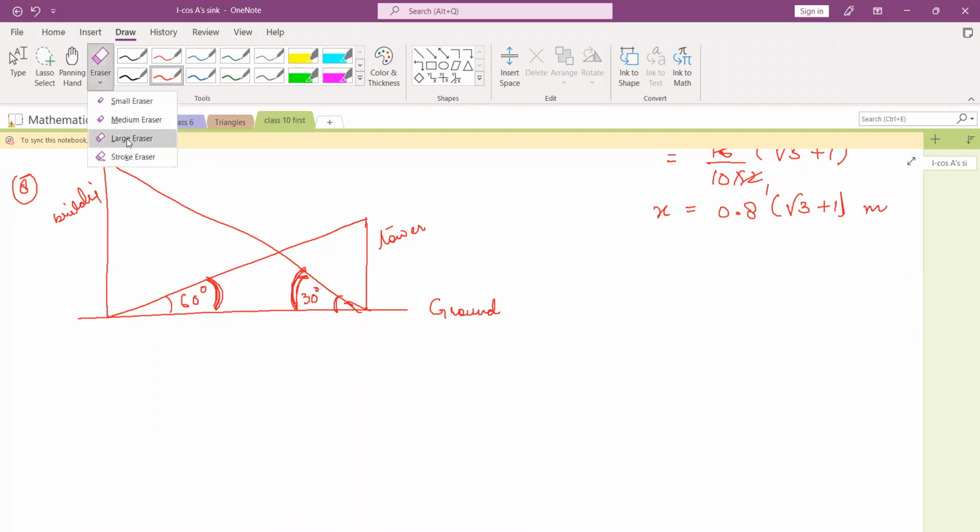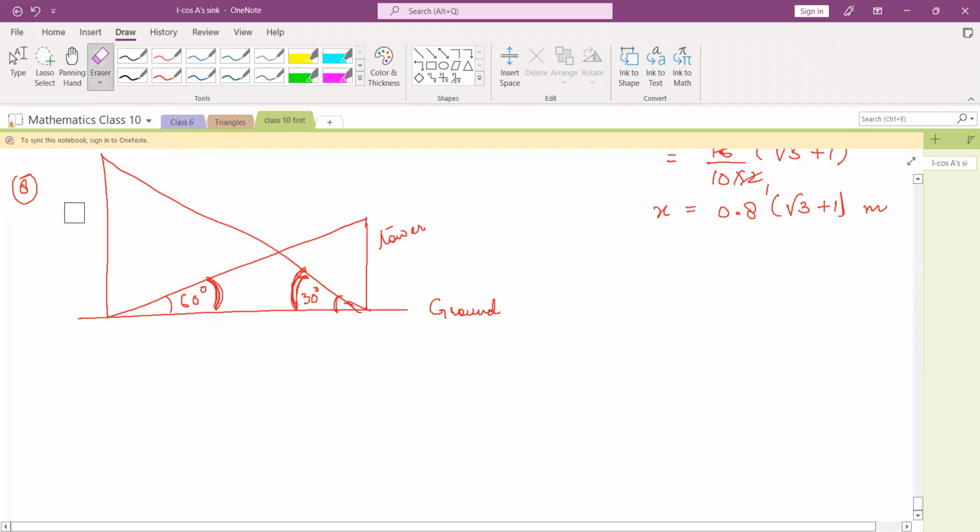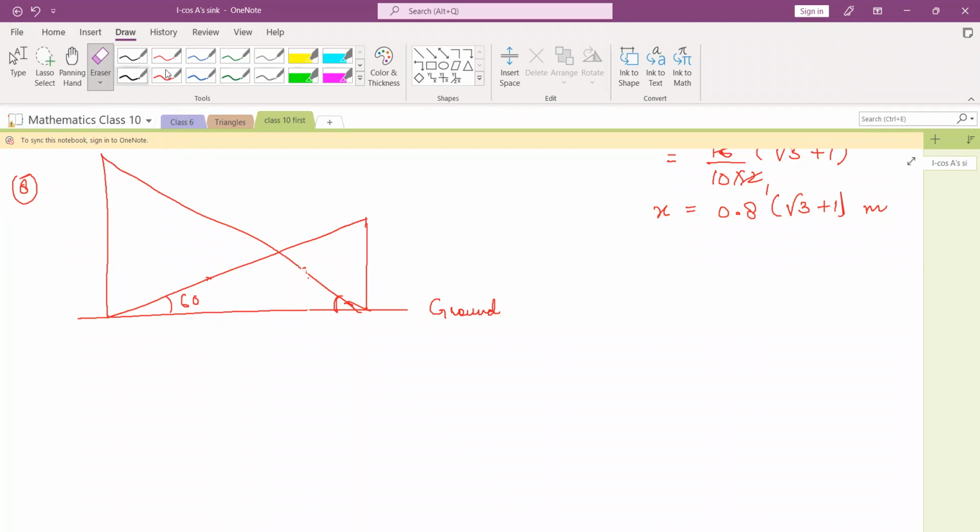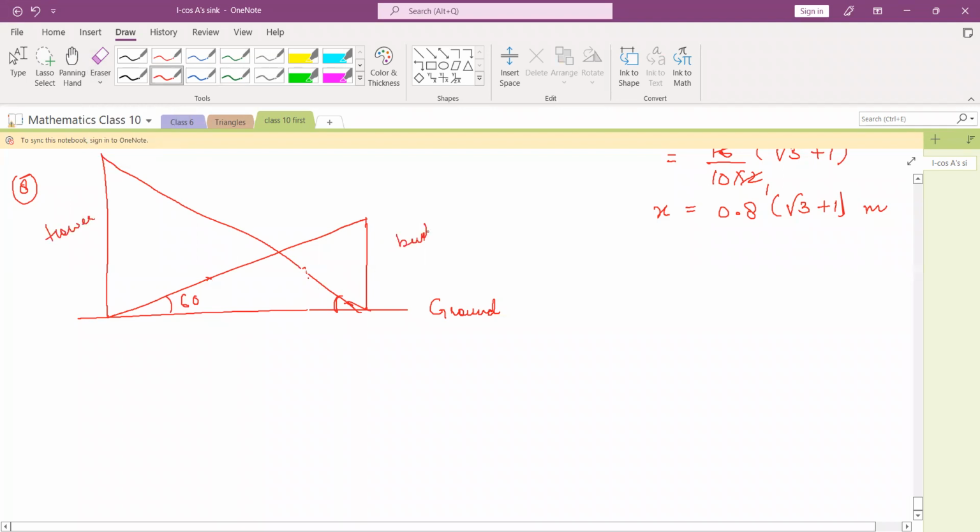Yes, ma'am. So I have to take this one as my tower and this one as my building. So Abdullah, understood problem? Yes, ma'am. Okay. So I have to take this is my tower and this is my building basically.